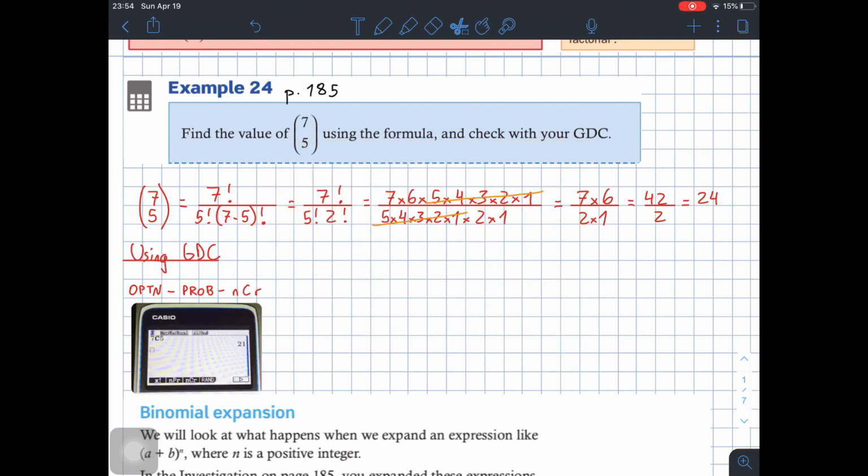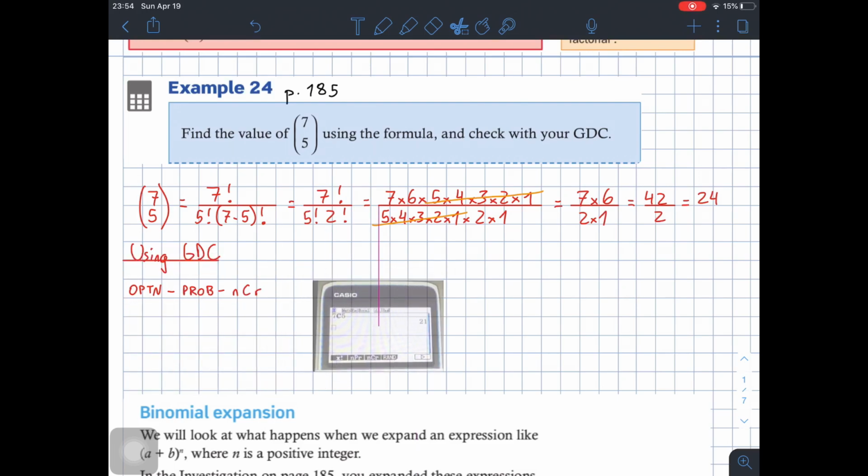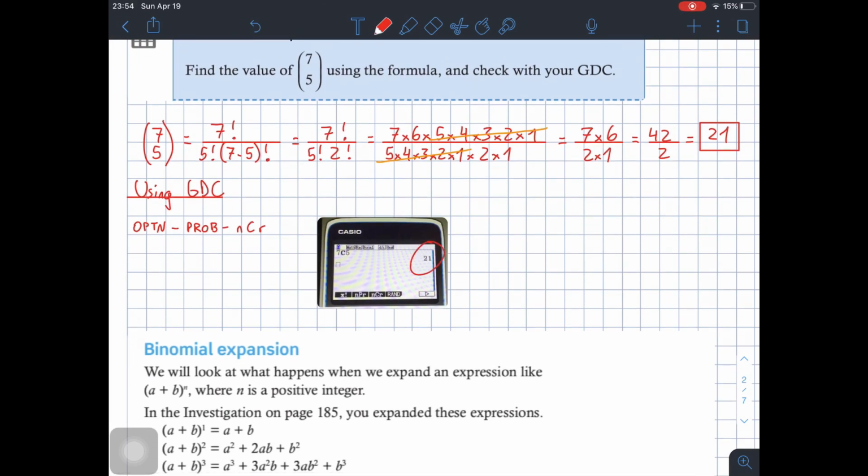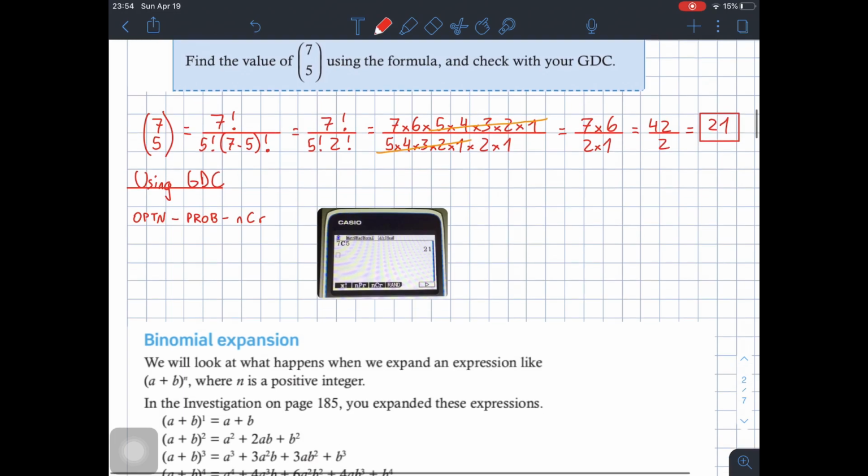Okay, so this is how you do it using the calculator. So finally, let me change this. 42 divided by 2 is 21. There you go. Okay. So we get the same result using the calculator.